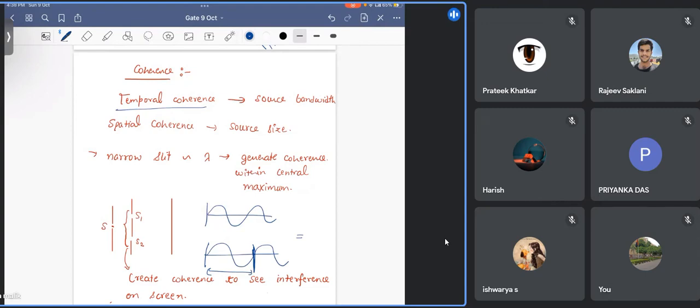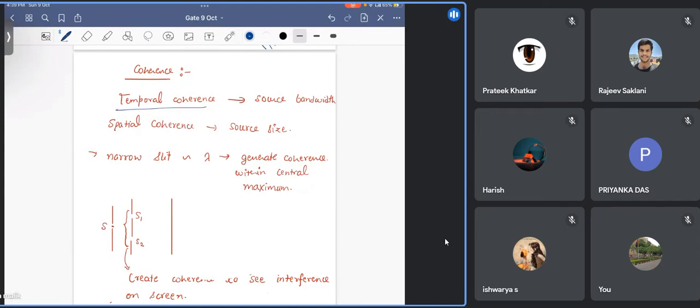How could I say it? You are familiar with this concept of group and phase velocity? Yes, ma'am. So group velocity is generally used when you have a bunch of waves, and when you have just a single wave, you talk about the phase velocity there.